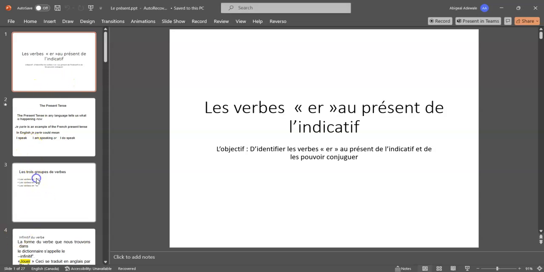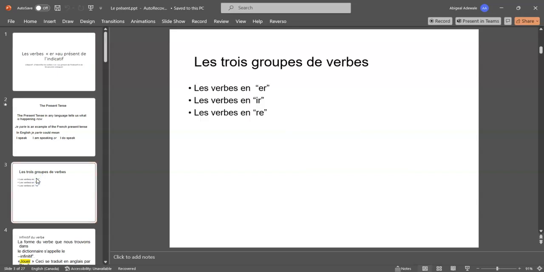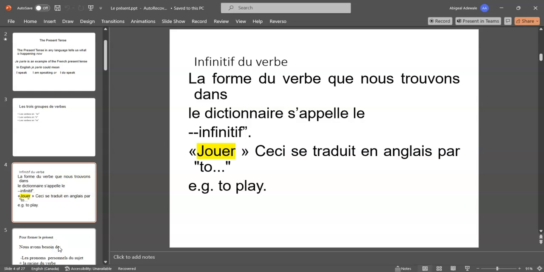So before we move on, let's talk about the three groups of verbs in French. Nous avons trois groupes de verbes en français. Nous avons les verbes qui se terminent en ER. Those are the verbs in ER. Les verbes qui se terminent en IR. Those are the verbs in IR. Et les verbes qui se terminent en RE. Those are RE verbs.